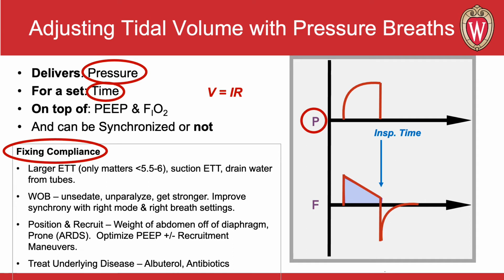And that can be vent things like optimizing PEEP, recruitment maneuvers, or it can be ARDS things like turning the patient prone on their stomach. Or it can be really simple things like taking an obese patient and sitting them upright so the weight of their abdomen is off of their diaphragm. And finally, you can fix compliance by fixing whatever reason it was that they got intubated to begin with.